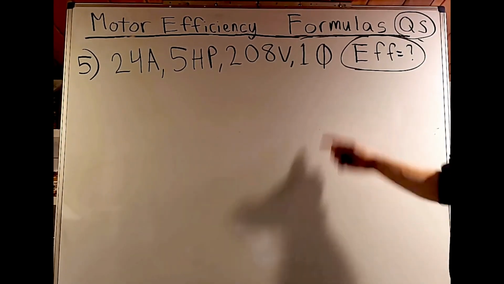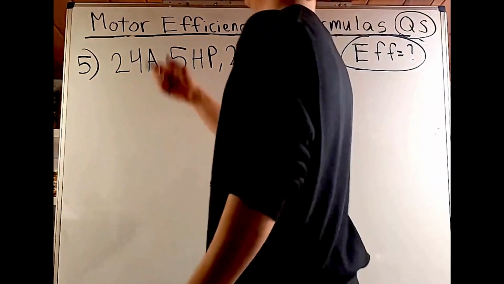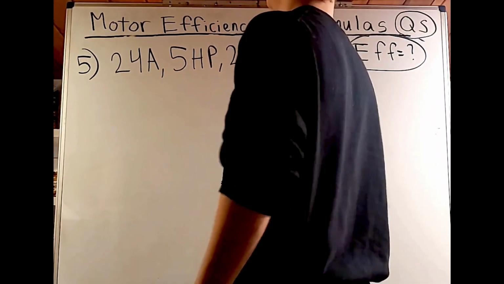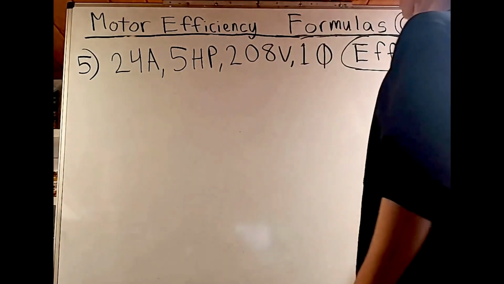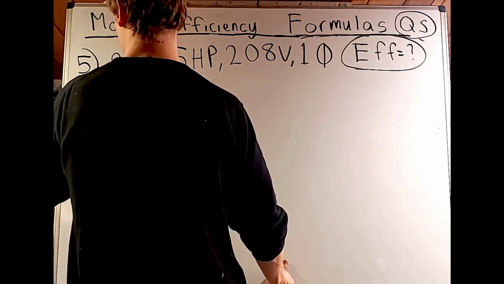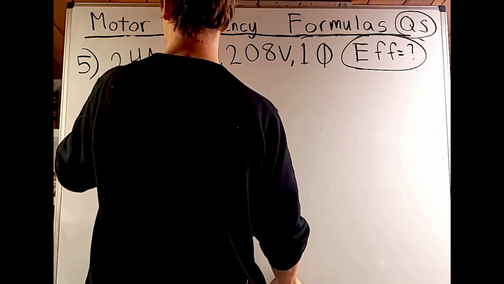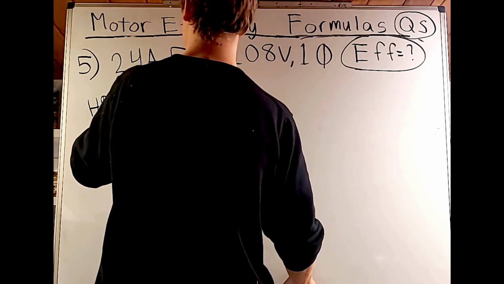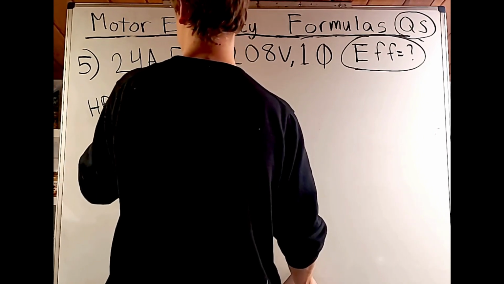Next question, we're trying to find the efficiency rating, and we have a motor with 24 amps, 5 horsepower, it has 208 volts, and it is single phase. Let's start out with the horsepower formula. Horsepower equals I times E times EFF over 746.